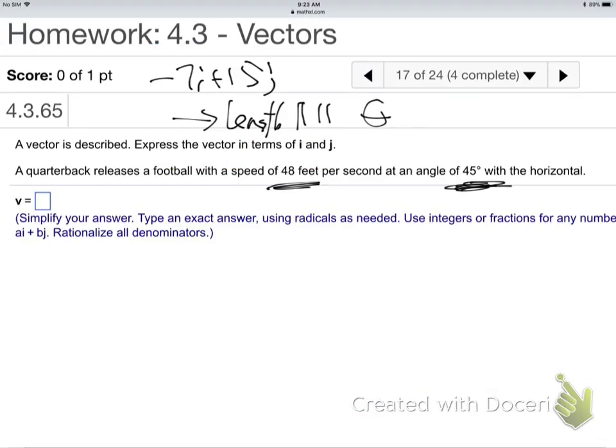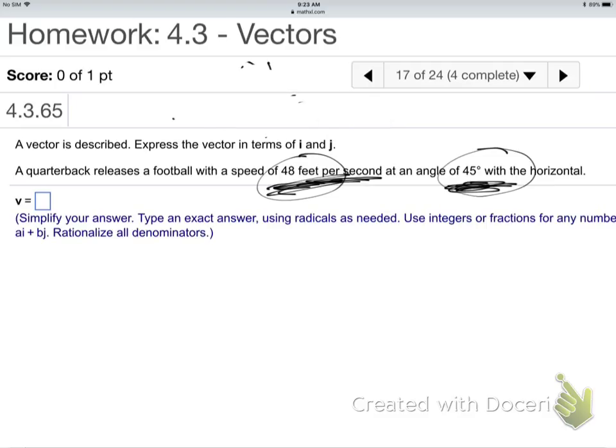So now they're saying, okay, here's a football one. They're giving me length, that's the same thing as length, even though it's really speed, and angle, magnitude and angle. Turn it back into ij, please. That's all they're really saying. We're just going between the two languages. Okay. So how do we do that?